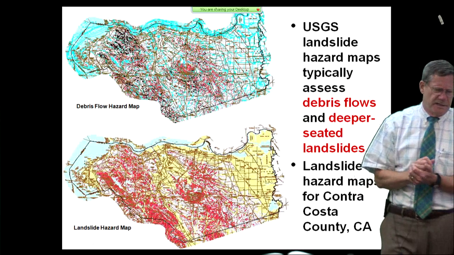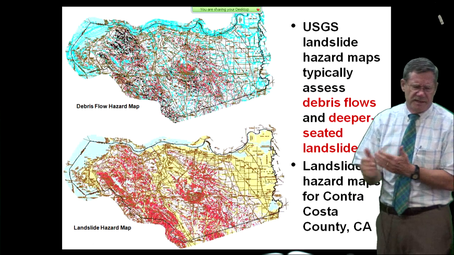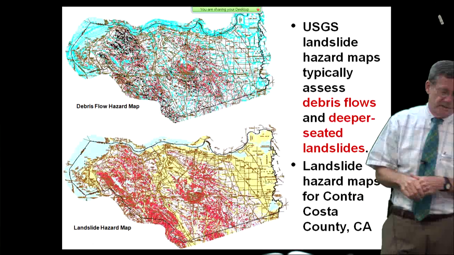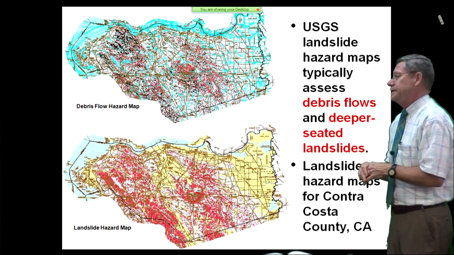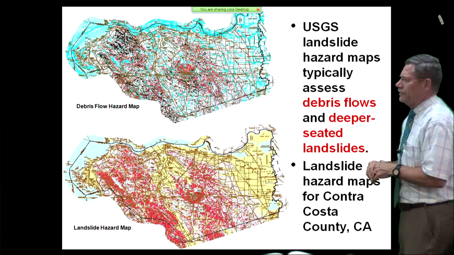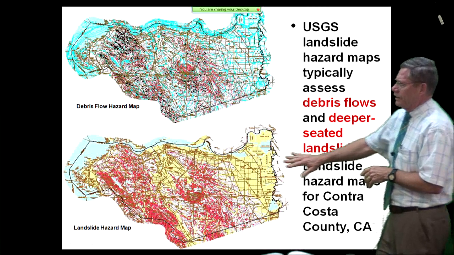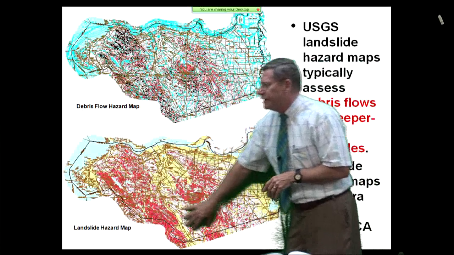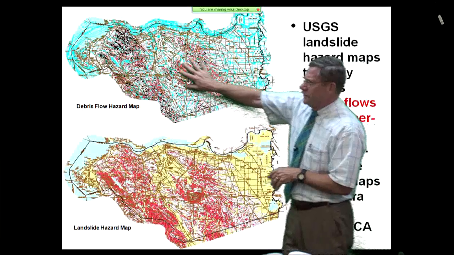All right. Debris flow hazard maps. The USGS has produced these, so have some of the state surveys like Colorado Geological Survey and the California Geological Survey. So has state of Washington. And what they're doing is they typically will look at the deeper seated landslide hazards. That's what this one is in red. And then they'll also look at the debris flow hazards.